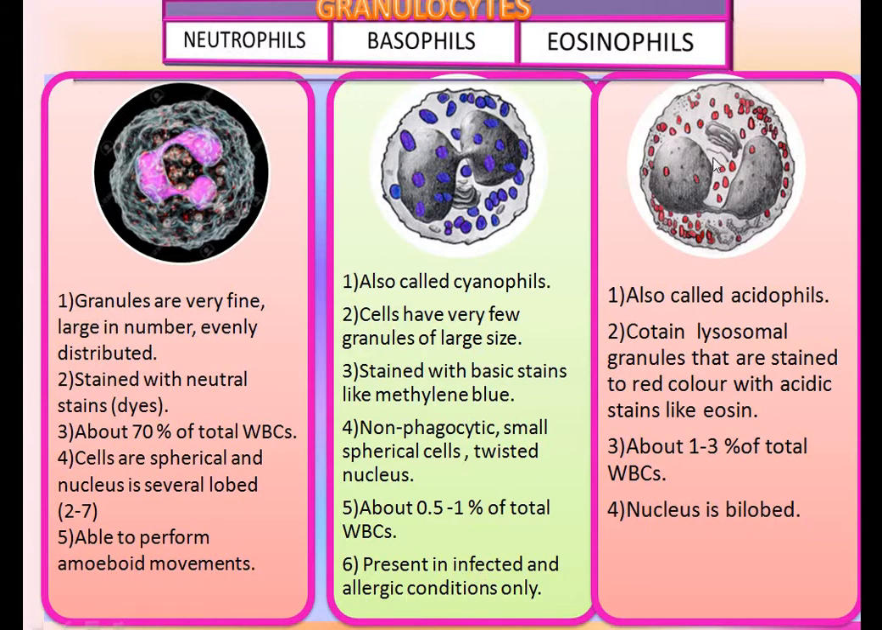Then next is eosinophils. It is also called acidophils. It contains lysosomal granules that are stained red with acidic stains like eosin. This is the red color granules present in the cytoplasm, stained by acidic dyes, that is eosin. Hence the color is red. It is about 1 to 3% of total WBCs, and the nucleus is bilobed. See in this diagram, the nucleus is bilobed.